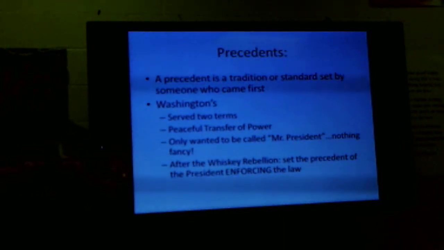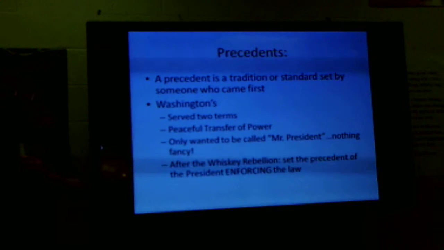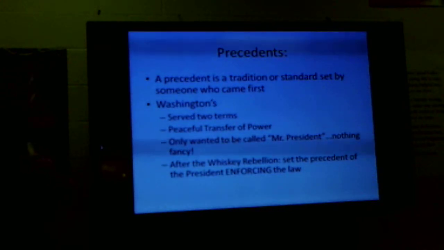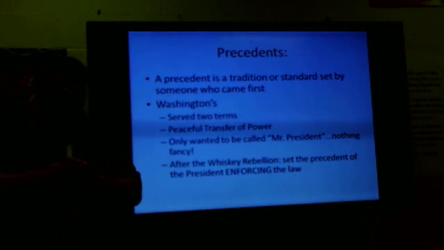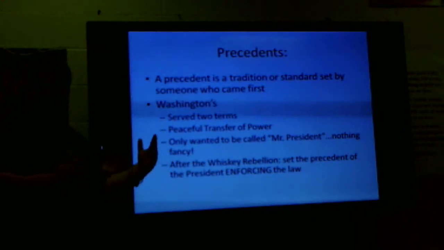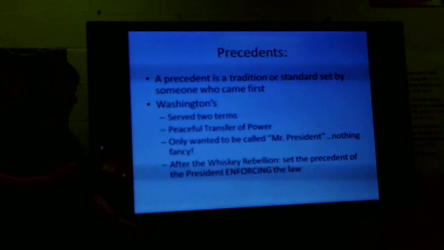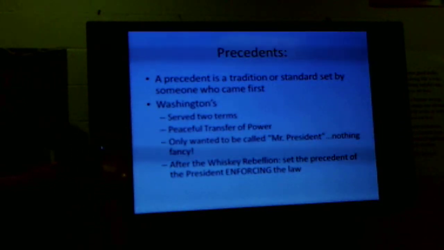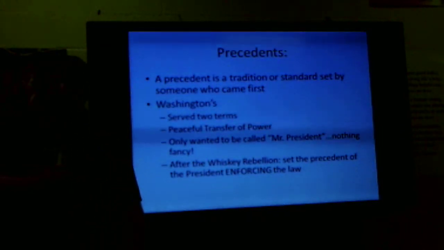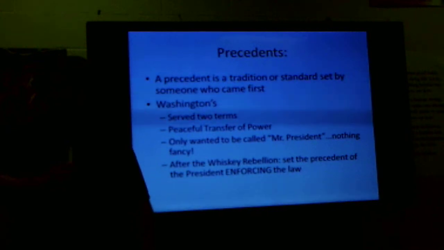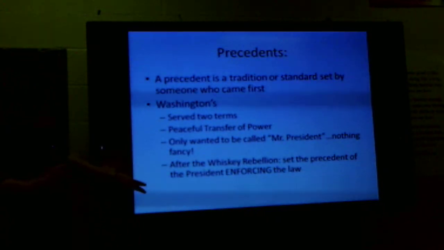He's going to enforce the law, okay? So the Whiskey Rebellion sets that precedent, but it's very similar to Shays' Rebellion in that Shays' Rebellion shows that the Articles of Confederation is too weak. The Whiskey Rebellion is going to show that the Constitution is strong enough for us to continue to function, okay?